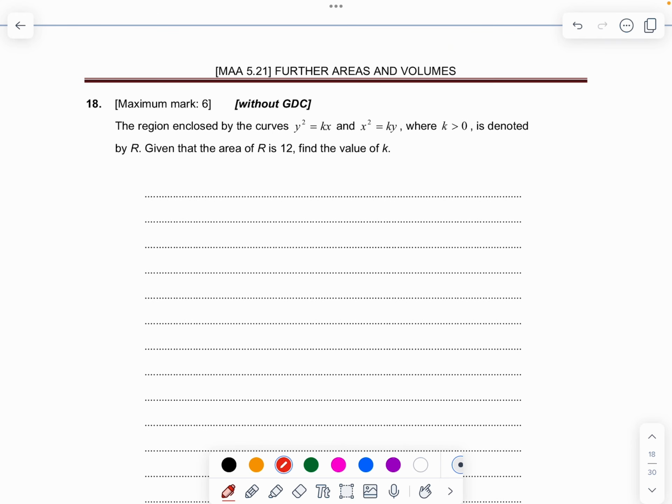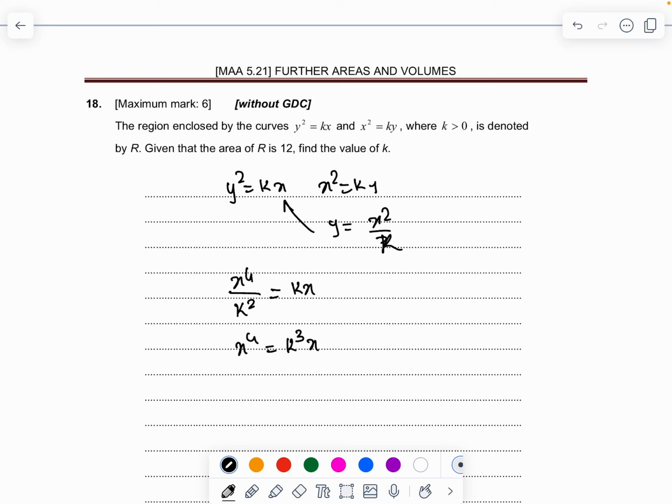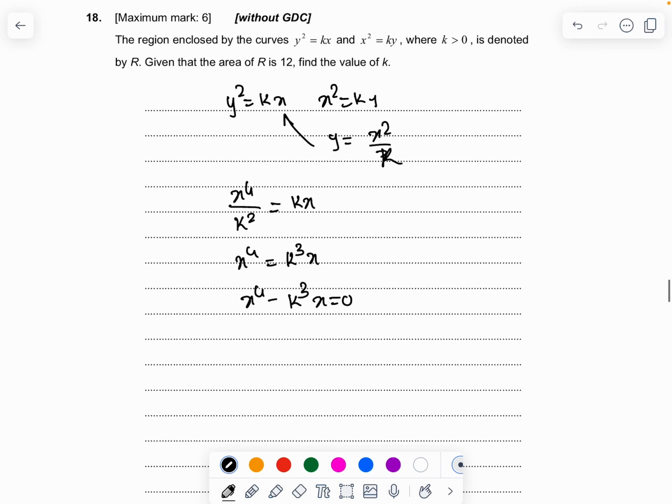Question number 18. First of all, I have to find the point of intersections for this one. So y square equals to kx, x square equals to ky, so y equals to x squared by k. Plug in that one. So x power 4 by k square equals to kx, x power 4 equals to k cube x. So x power 4 minus k cube x equals to 0. Take x common, x cube minus k cube equals to 0. So x equals to 0, x equals to k.